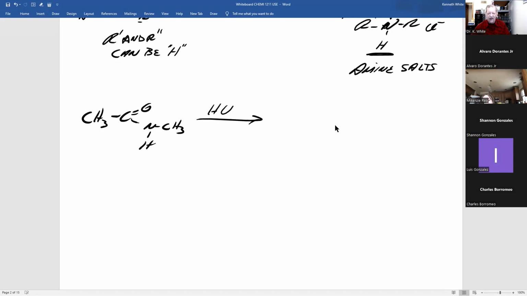And like I said, I could also write it this way. And the question is, what are the two products you get when you react that molecule with hydrochloric acid and water? What's different? Ooh, carbonyl, nitrogen. We're really getting into a lot of good stuff today. And this is an amide.